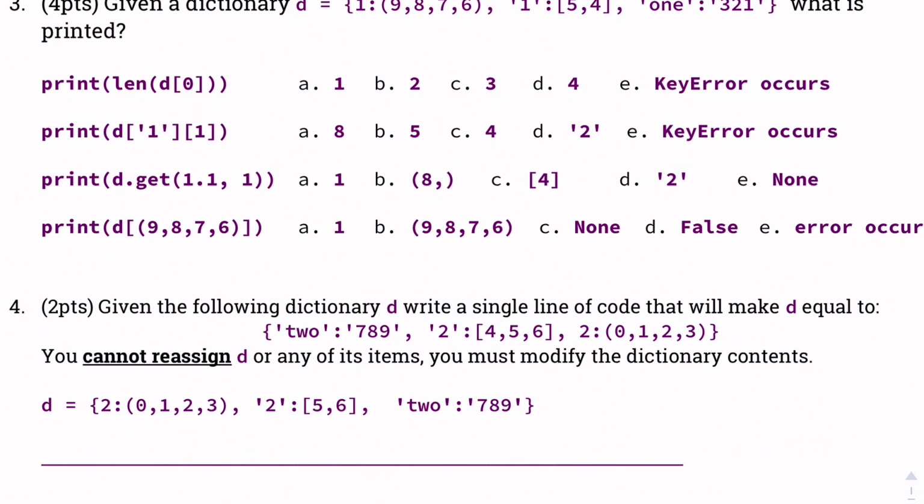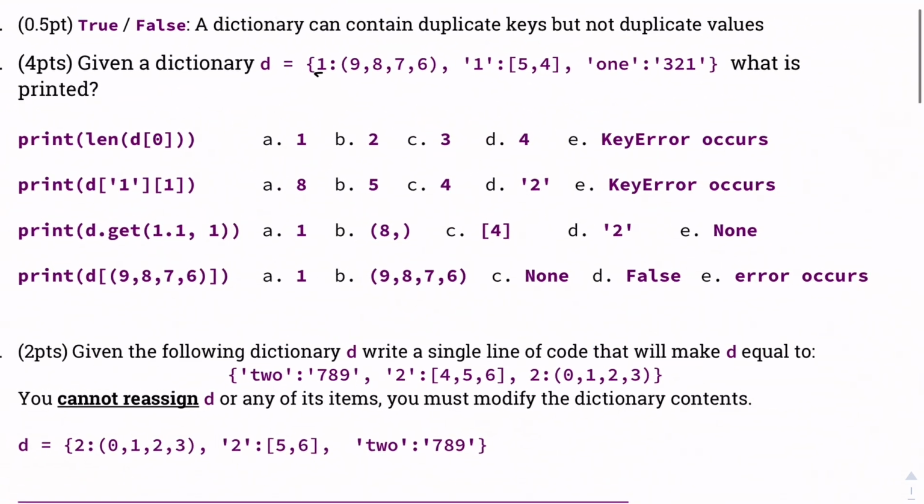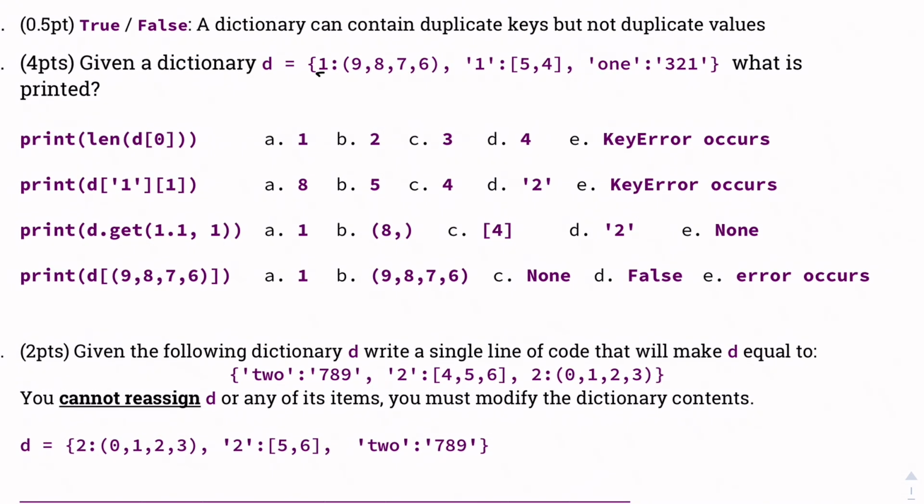So for number 3, we've got a dictionary. It's got 3 keys: the integer 1, the character 1, and the string 1. What is printed in each of these situations? First things first, we're going to print the length of this. So what is D at 0? Remember this is a dictionary. We're looking for the key 0. Does it exist in any of these keys? Nope. That means we have a key error. This key does not exist.